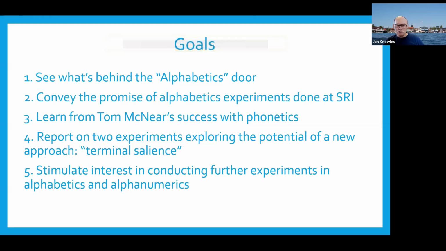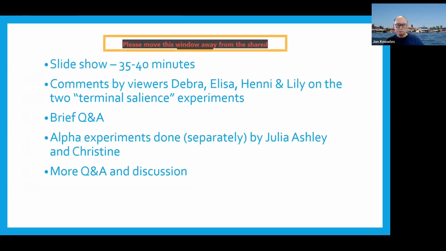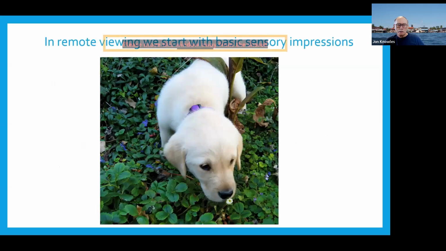I'm going to read a lot of what's on the slides for those who are phoning in and don't see the screen, but it is being recorded, so the full text will be available later. So I'll do a slideshow about 35 to 40 minutes. Then there'll be comments by Debra, Elisa, Henni, and Lily on the two terminal salience experiments, brief question and answer, then some alphabetics experiments done by Julia, Ashley, and Christine separately, not part of the experiments we did, and then more question and answer and discussion running hopefully around 2 hours. But let's start with the basics here.